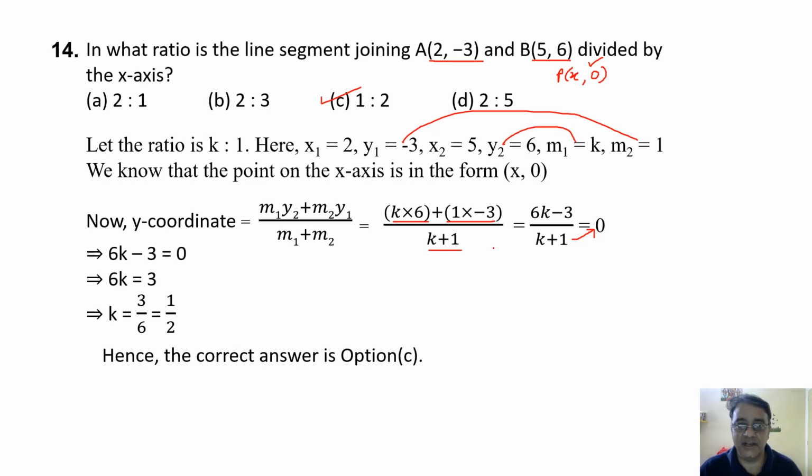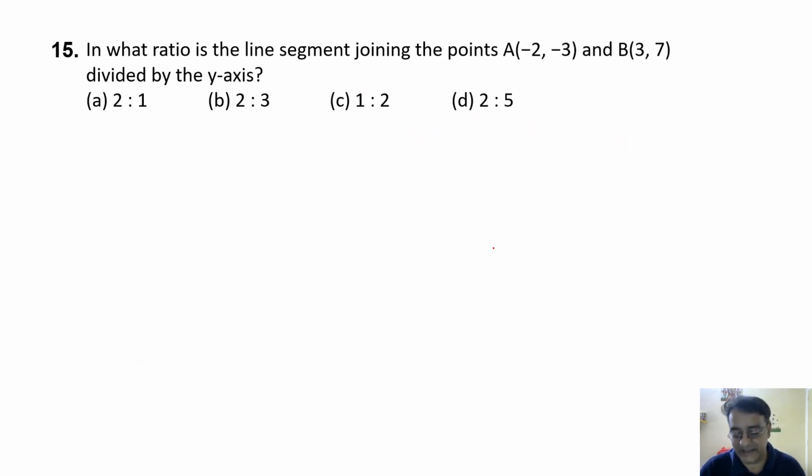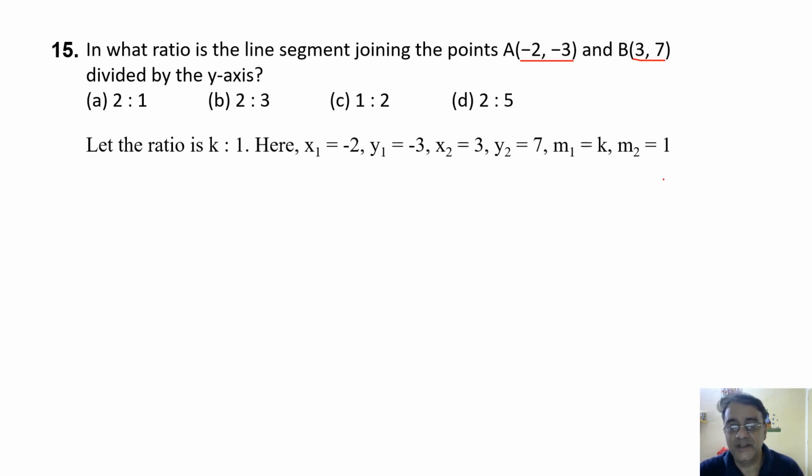That was an example for the x-axis. Now we are going to do it for the y-axis. So in what ratio is the line segment joining the points A(minus 2, minus 3) and B(3, 7) divided by the y-axis? We will start with the same step. Let the ratio be k to 1, and this is (x1, y1) and this is (x2, y2). m1 is k and m2 is 1. So now the point on the y-axis is in the form of what?